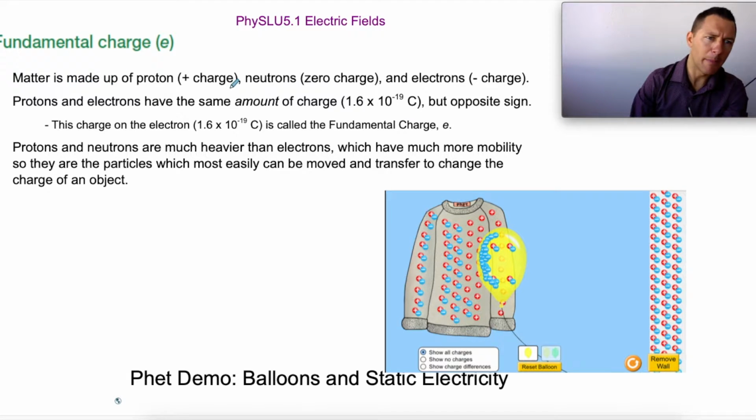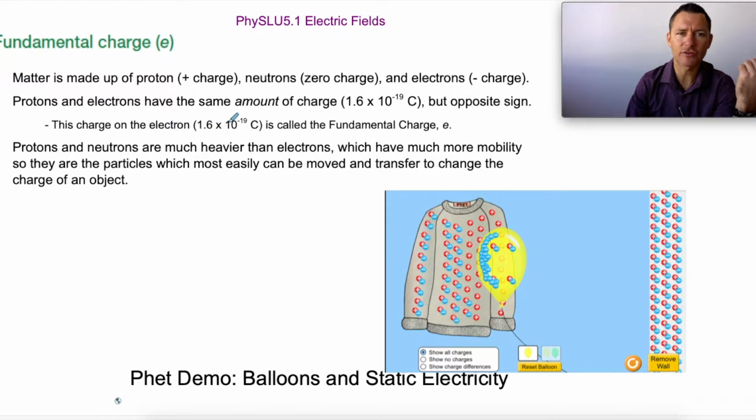So matter is made up of things with positive charge, neutral charge, and negative charge: protons, neutrons, and electrons. And they all have the same amount of charge. So every electron you've ever met has this charge. It just happens to be negative. And the protons have the exact same charge, which is really interesting, but it's positive. And so they do attract each other.